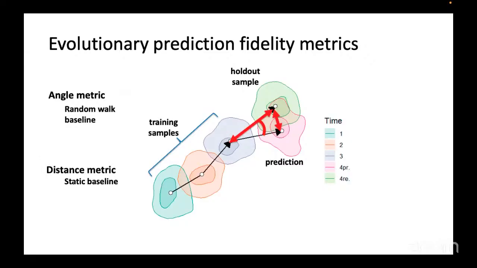So we look at the distance between the holdout and the predicted population. Obviously, the smaller the better. And as a sort of baseline, we look at the distance, the longer arrow there, that the holdout sample actually evolved. So basically, this can be thought of like if our prediction for the population was just the last observation, do we at least beat that?